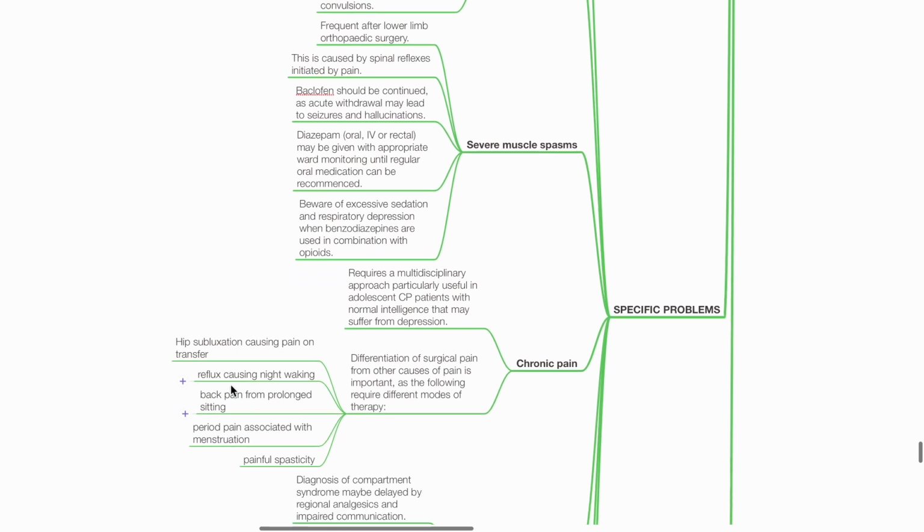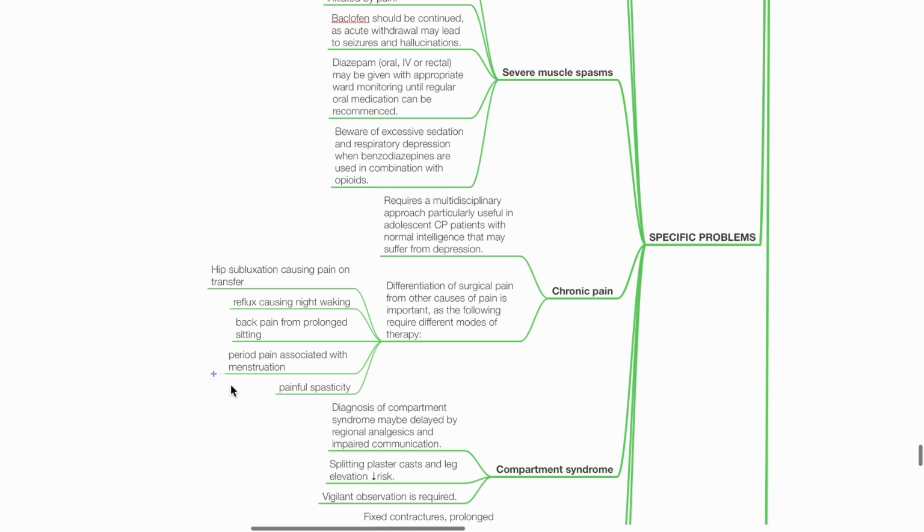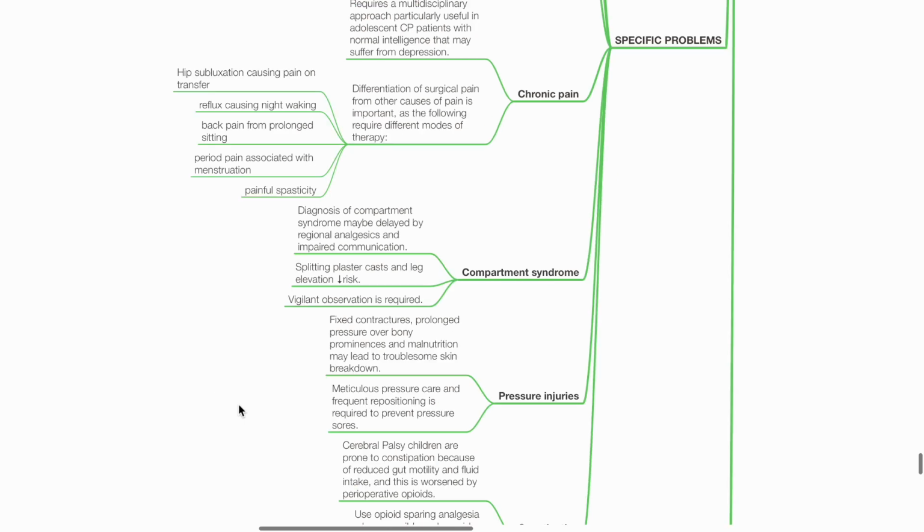Chronic pain requires a multidisciplinary approach in its management. CP patients with normal intelligence may be suffering from depression and require appropriate treatment. Differentiation of surgical pain from other causes of pain is important as their treatment differs. Examples include hip subluxation causing pain on transfer, reflux causing night waking, back pain from prolonged sitting, period pain from menstruation, and painful spasticity. Regarding compartment syndrome, diagnosis may be delayed due to regional analgesia and impaired communication.